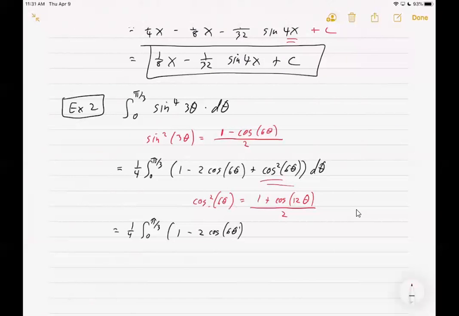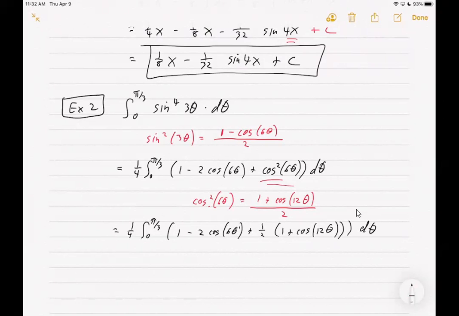And then we'll have an extra factor of 1/2 plus 1/2 times (1 plus cosine of 12 theta). All of that went in. Okay, and I think I have the right number. Oh, one more parenthesis there, integrated with respect to theta.